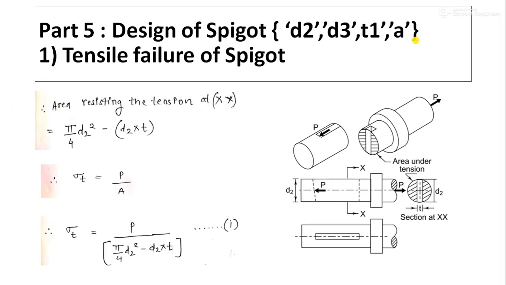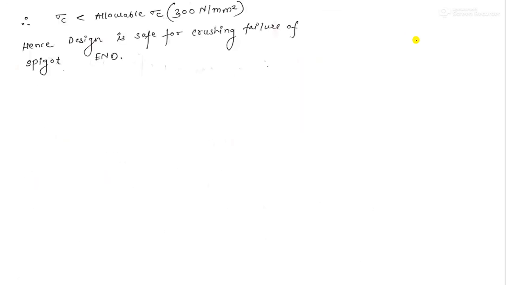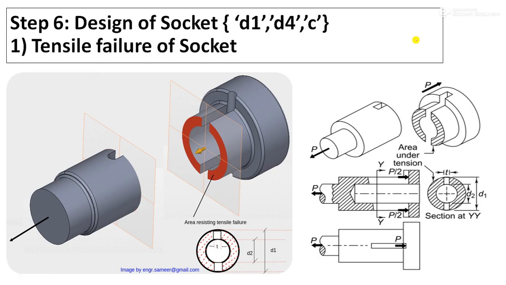So today we'll start with part 6. What is part 6? Part 6 is nothing but the design of the socket. The first component, the spigot, we have already designed. Second component is the socket. First of all, let us see what we have to calculate. The first one is D1, which is the outer diameter of the socket. Then D4, which is the outer diameter of the socket collar, and C, which is the thickness. These three things we have to find out. So basically, let's start.